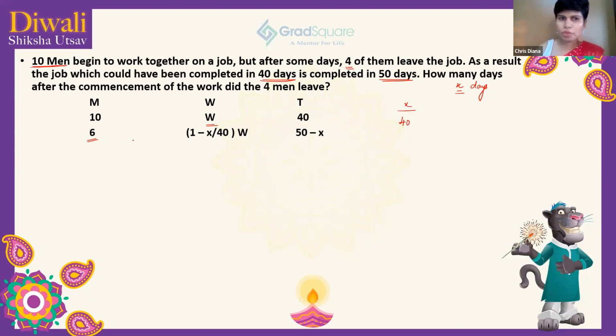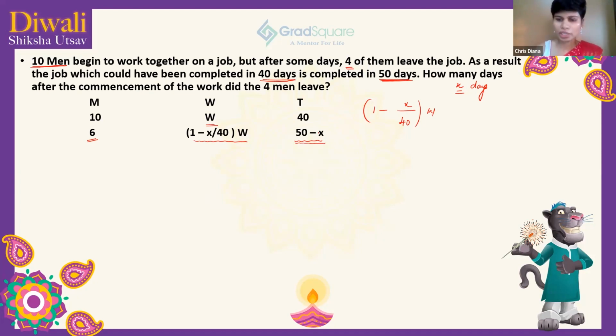Now the 6 men will work on the remaining job. So the remaining job will be 1 minus X by 40 of the total job. And the time taken for them: see, now they're completing in 50 days. But already 10 men had worked on it for X days, so they're working only on 50 minus X days.